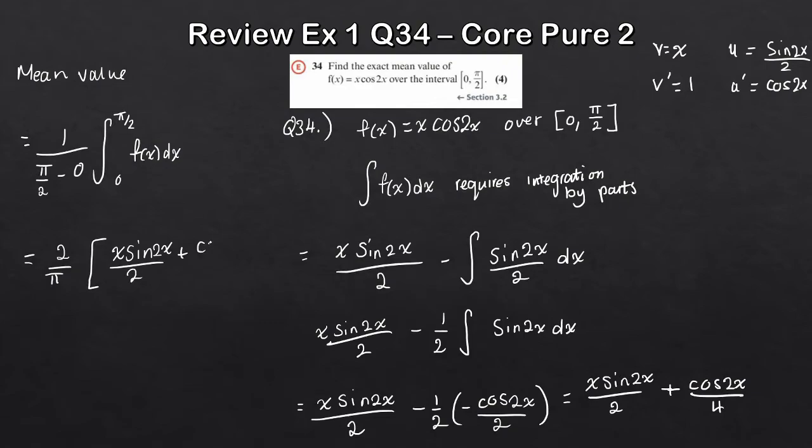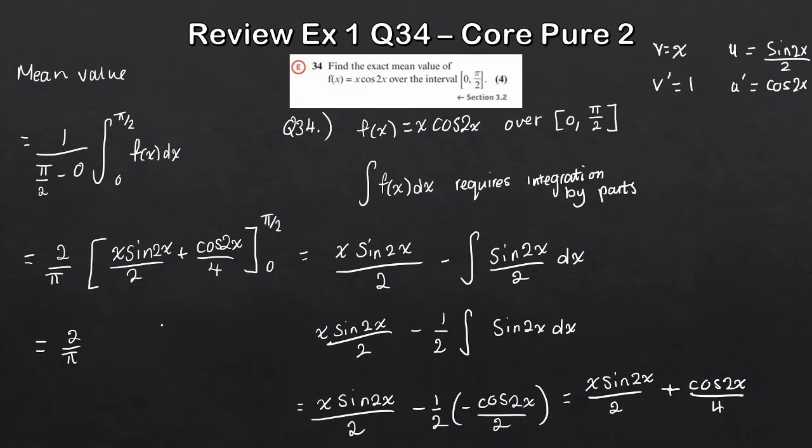Over 2 plus cos 2x over 4. And at this stage here, just sub your limits in and work all this out. So this shouldn't be too bad. So what you're going to get here, if you do all this, I'll leave that for you because it shouldn't be too bad. So you get 2 over pi.